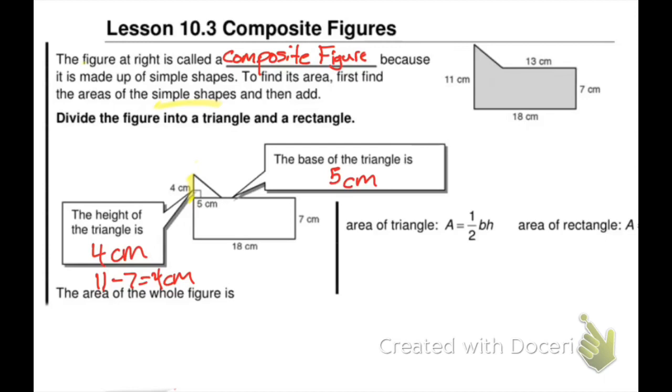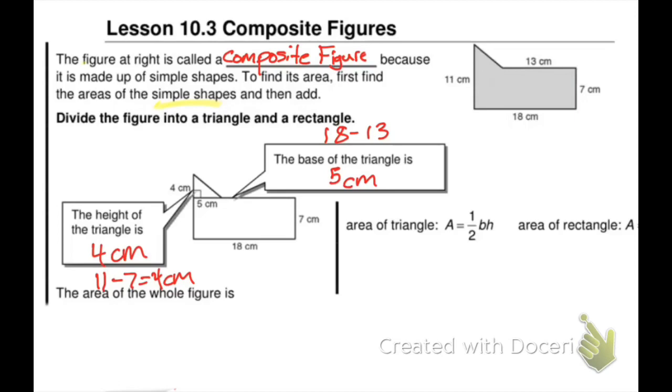Now, how do we get the base right here, that 5 centimeters? Well, again, right here, now let me use a different color. So we have 18 centimeters for the base of that shape. We have 13 centimeters for this section right here. So to find this portion here, all we're going to do is 18 minus the 13 to get the 5 centimeters. That gives us the base and the height of the triangle.